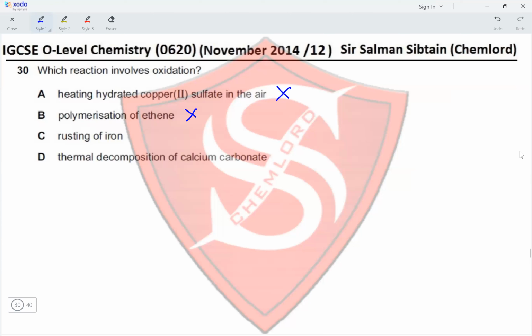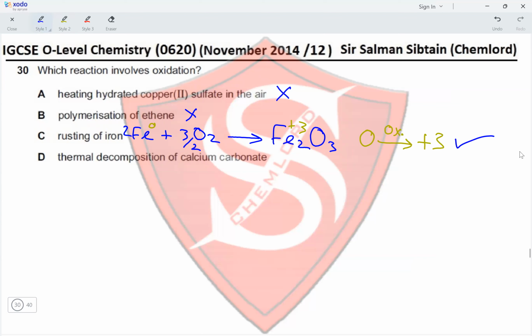This is not oxidation. Rusting of iron. Iron, when it reacts with oxygen, would produce iron 3 oxide, Fe2O3. So as iron, it has an oxidation state of 0. As iron 3 oxide, it has an oxidation state of +3. 0 to +3 is oxidation. So oxidation is taking place in the rusting of iron.